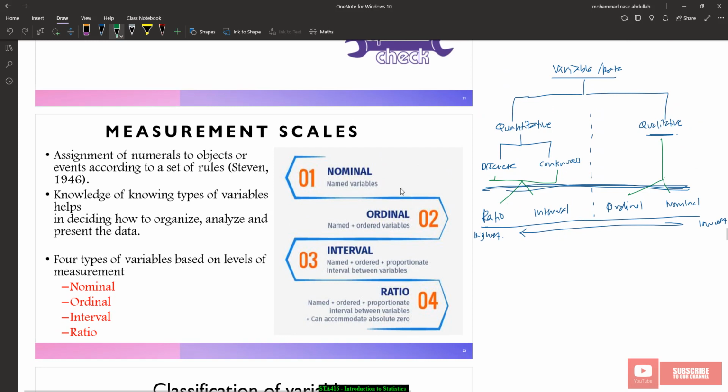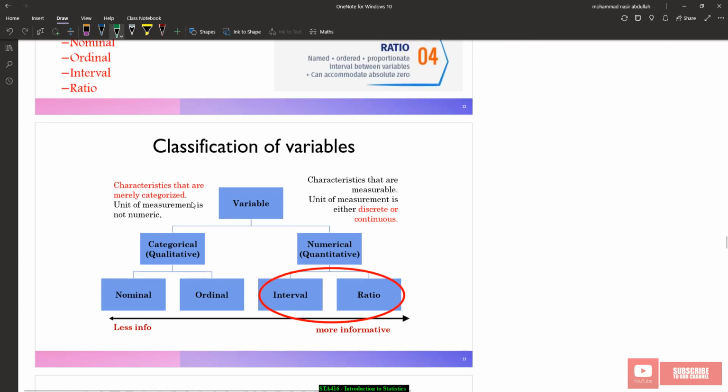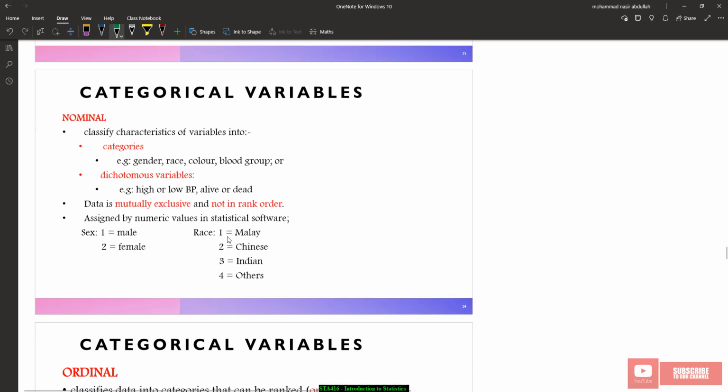So we already know that qualitative data, nominal or ordinal, right? Qualitative data is a categorical data. So any value dekat sini, or nominal or ordinal, should be categorical data, right? So ni benda yang sama I draw, cuma terbalik sekejap, right? Less information, more information. So the most highest information dekat ratio, the lowest information dekat nominal. So nominal scale classify characteristic variable into categories, right? It's a categorical data because it lies under qualitative data. For example, gender, race, ataupun ethnicity, color, blood group, right?